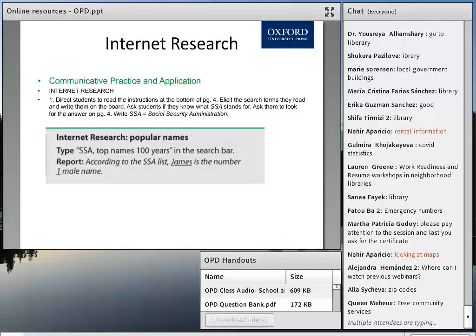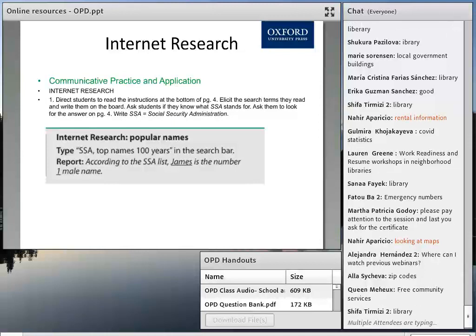Zip codes. Free community services. Yes. Great ideas. All right. Let's move forward here.